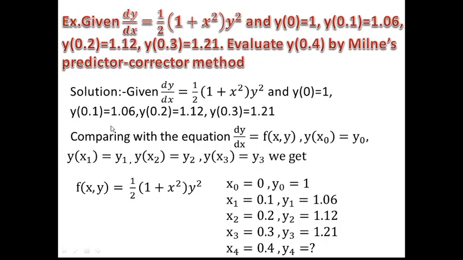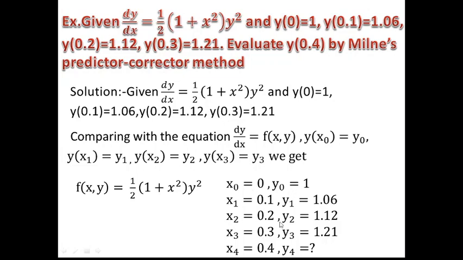Next condition, x1 is 0.1, y1 is 1.06. Then the next condition, y at x2 equal to y2, so x2 is 0.2, y2 is 1.21. So just see the values of x. If you take the difference between the two consecutive values of x, you will find that the difference comes out to be 0.1. So that's why the conditions given are already arranged in the required manner.